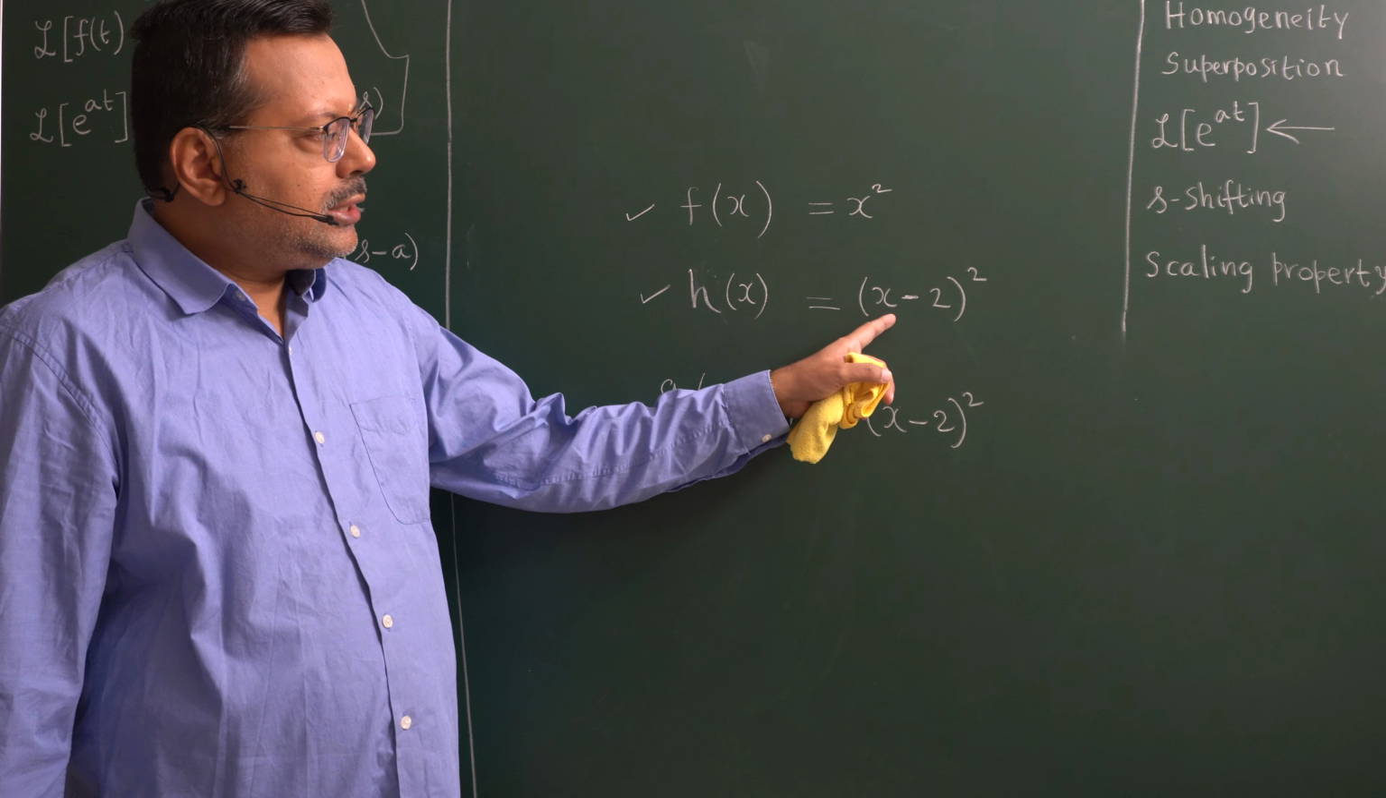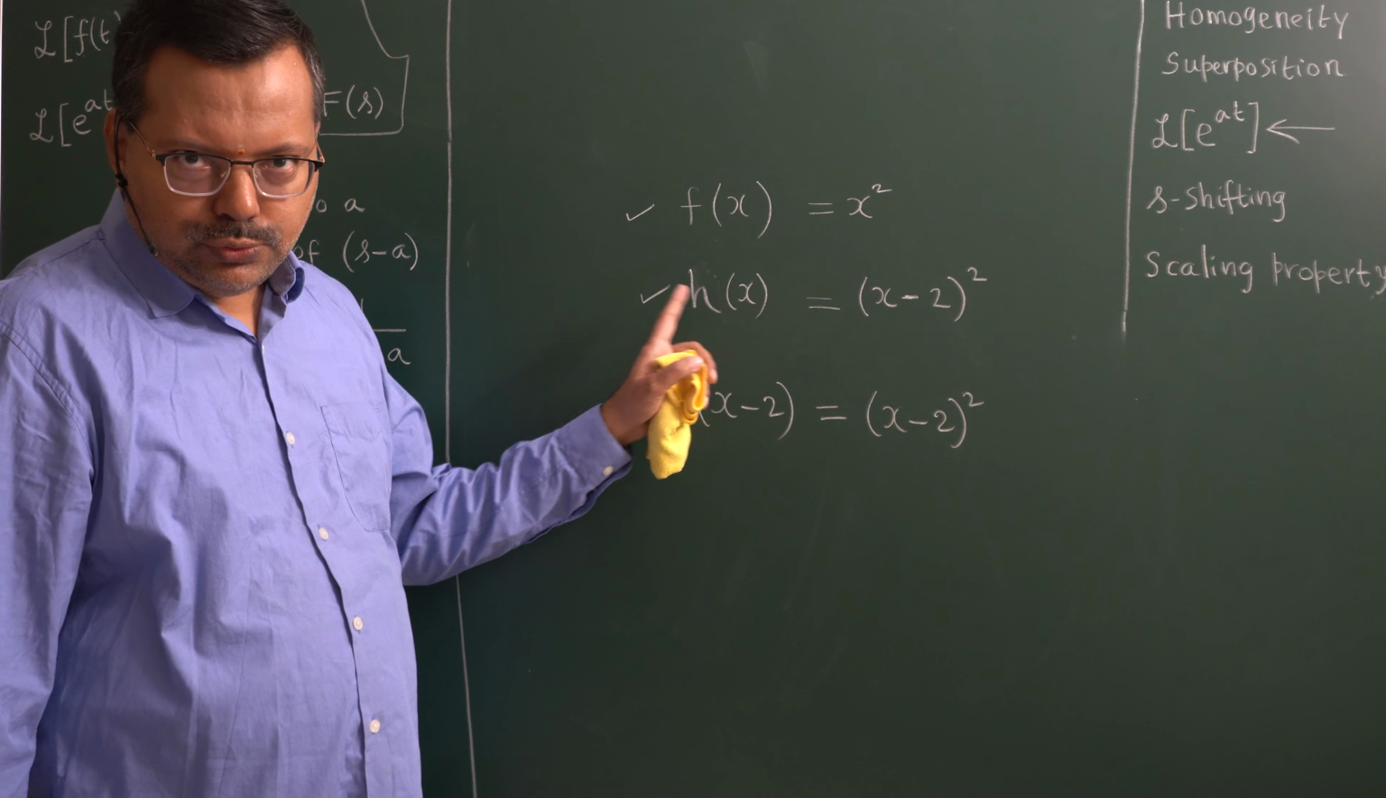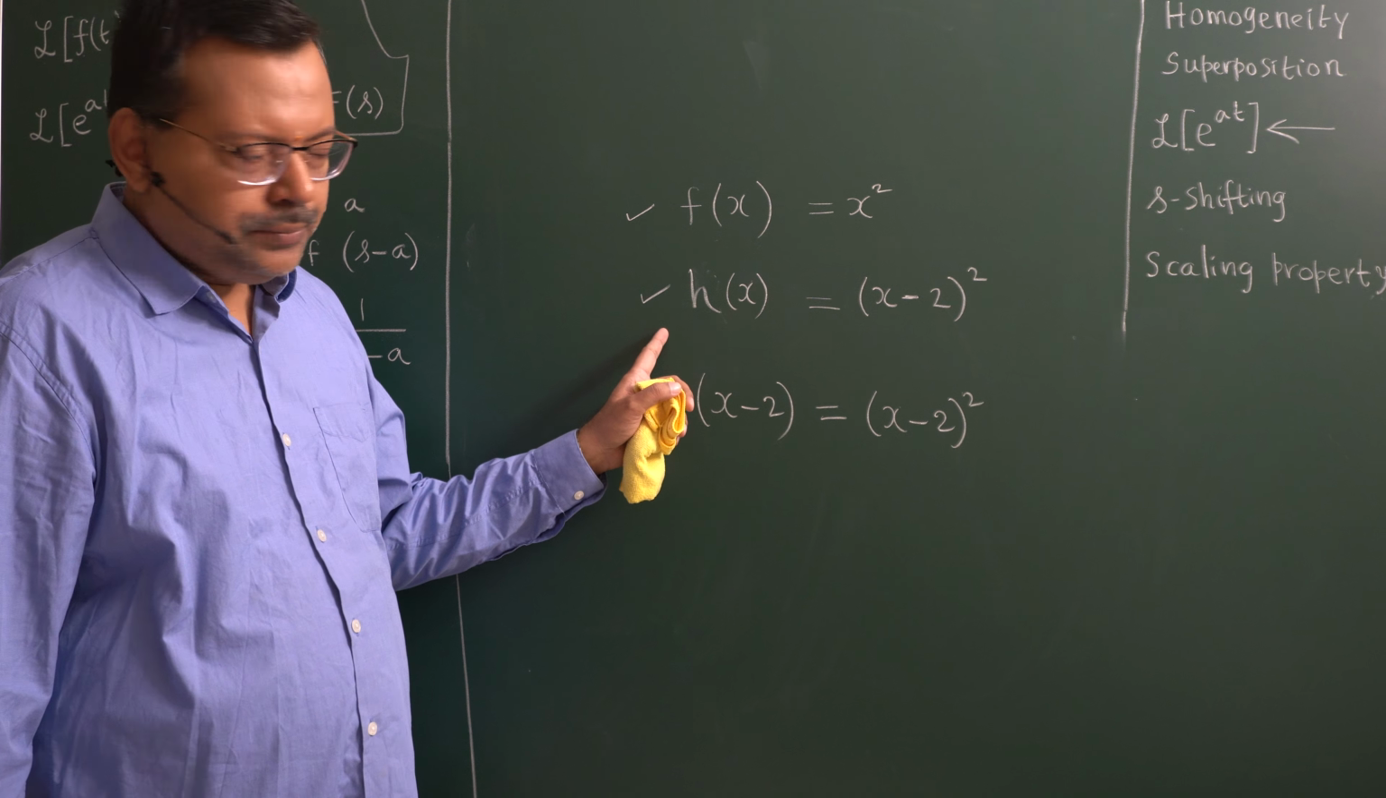So do you agree that (x minus 2) whole square is a function of x? You said yes. Now we are asking, do you agree that the same function is a function of x minus 2? You also say yes. Okay, this is not translated. This is h here, this is g here. So they are all different names, so there is no confusion.